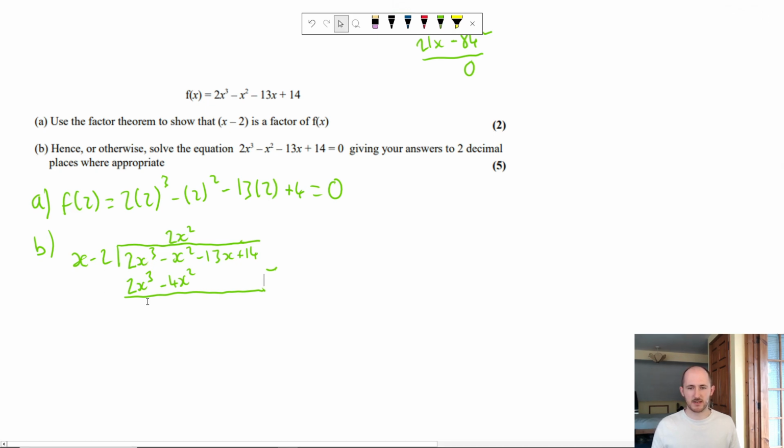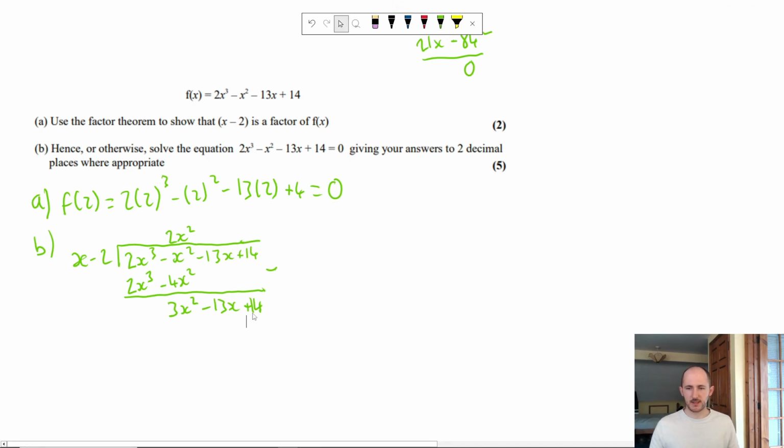So 2x cubed minus 2x cubed is obviously 0. Minus x squared minus minus 4x squared, so we're doing minus 1, add 4. That gives us 3x squared. Again, if you are ever unsure, please use your calculator to work it out. Just do minus 1 minus minus 4. No one's looking at what you're putting in a calculator in an exam. You can do 1 and 1 if you'd like. No one's going to know.